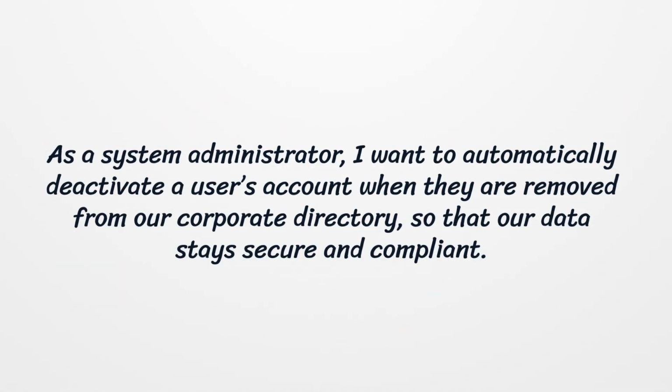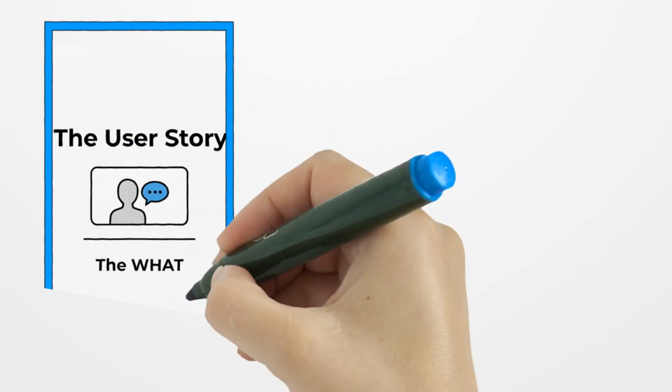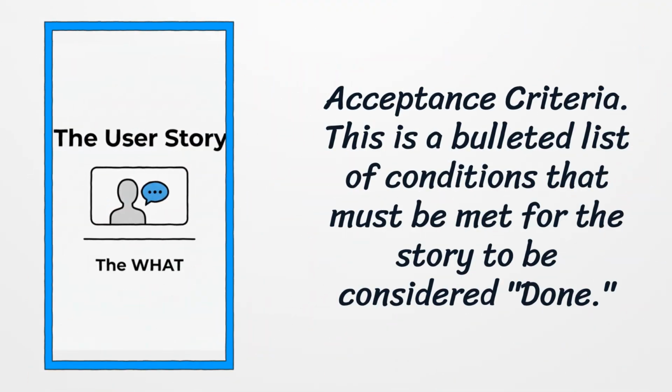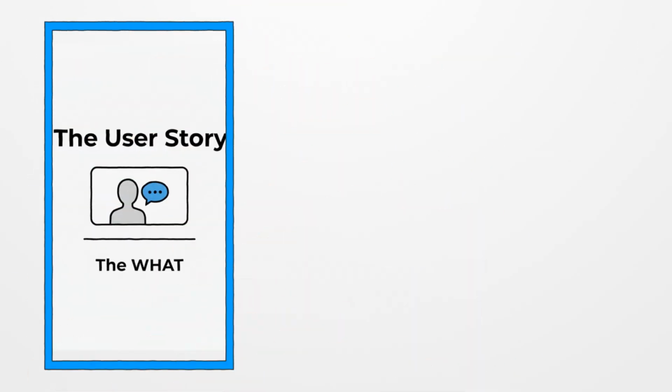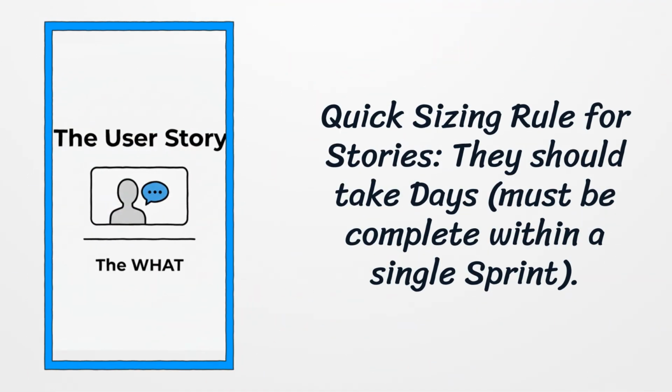User story examples for the SCIM provisioning feature. As a system administrator, I want to automatically deactivate a user's account when they are removed from our corporate directory so that our data stays secure and compliant. The critical component that turns a story into code is the acceptance criteria. This is a bulleted list of conditions that must be met for the story to be considered done. Quick sizing rule for stories: they should take days, and must be complete within a single sprint.